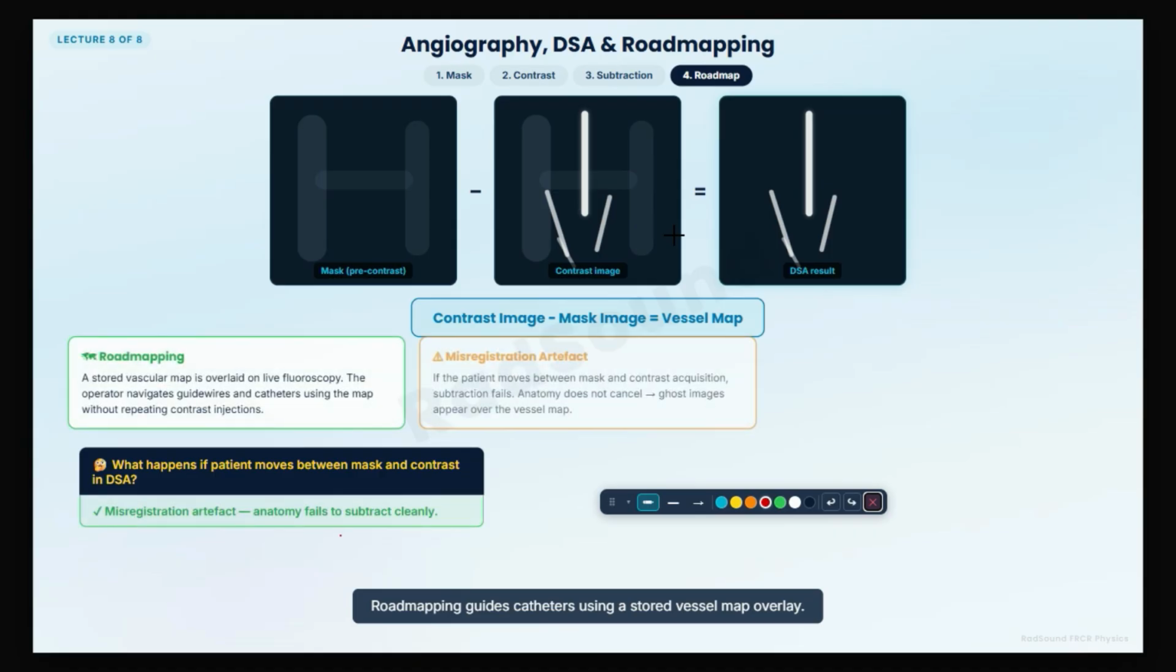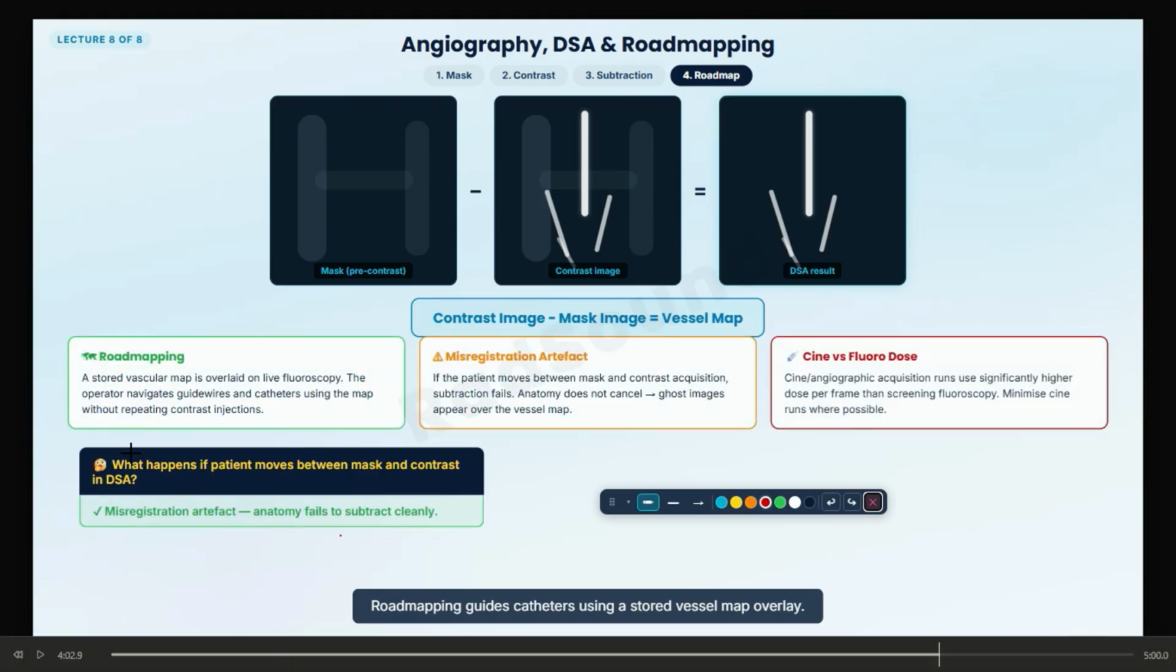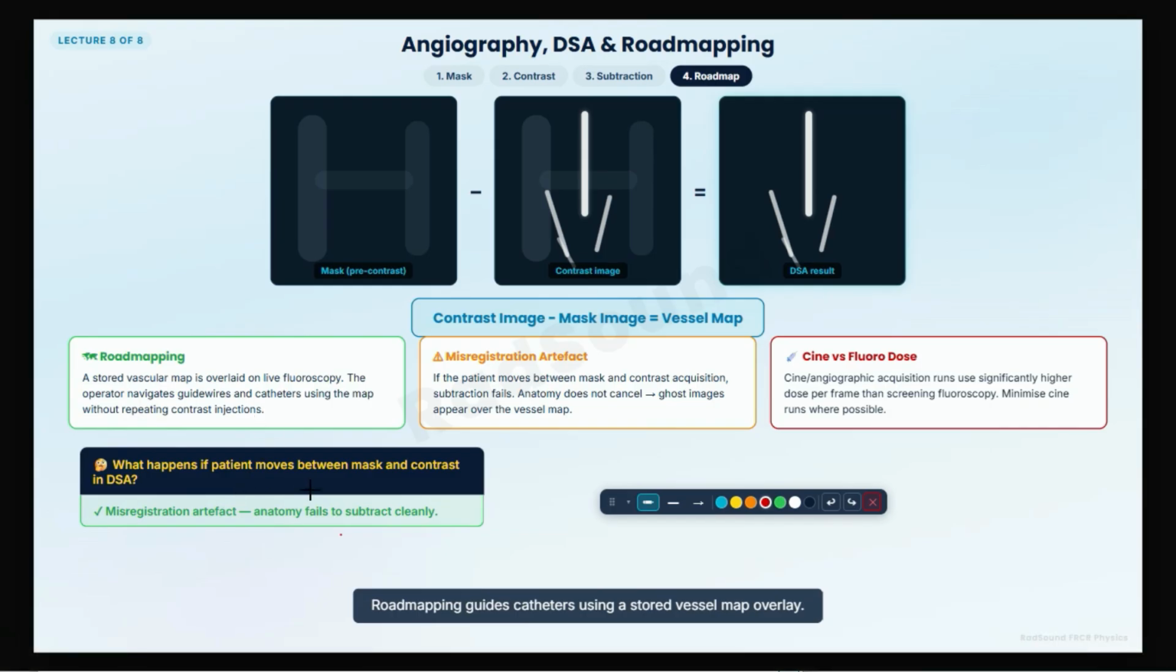What happens if the patient moves between the mask image and the contrast image? We have the image taken and the patient moves. There's going to be a misregistration artefact. The anatomy fails to subtract cleanly because the patient moved, and that will give us a misrepresentation of the image, and the vessel may be of less diagnostic value. We may need to do it again. Nowadays, mostly we are using MRA and CTA. But still, these are the basics, and it is important to understand because of the exam.